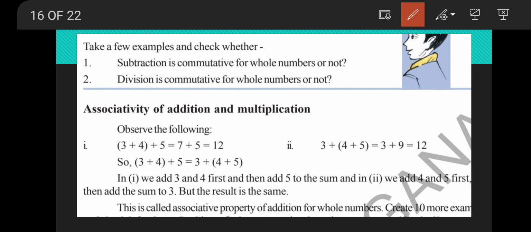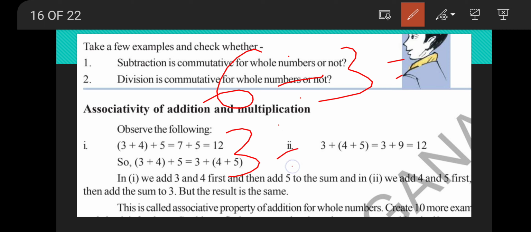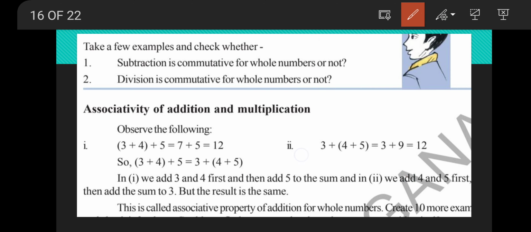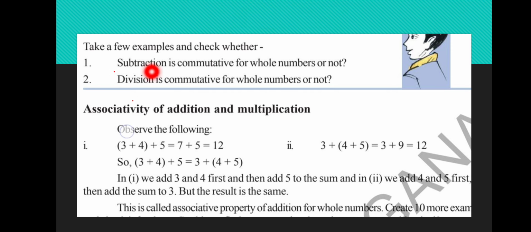So subtraction is not commutative. Division is also not commutative. We can divide 6 by 3, but if you divide 3 by 6, the answer is not the same. This is equal to 2, but this is not equal to 2. So by this we can say that subtraction and division are not commutative.